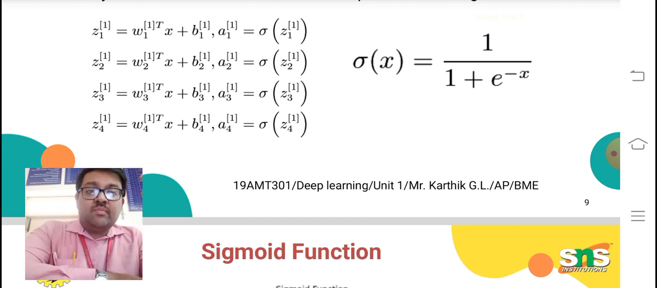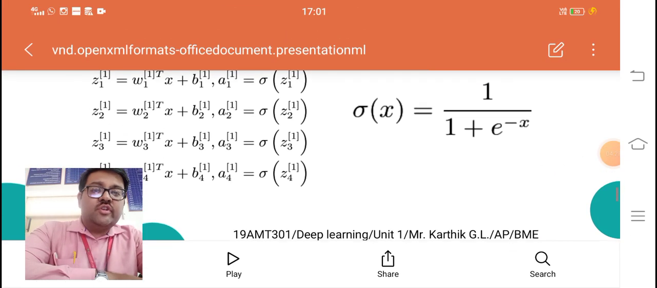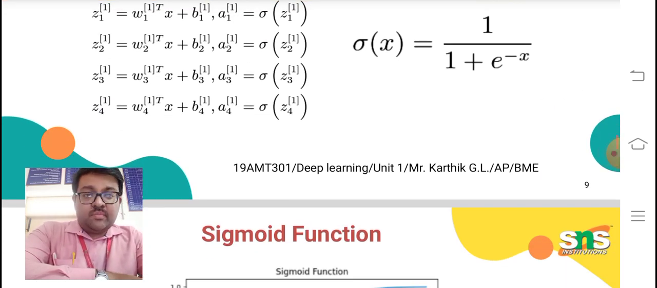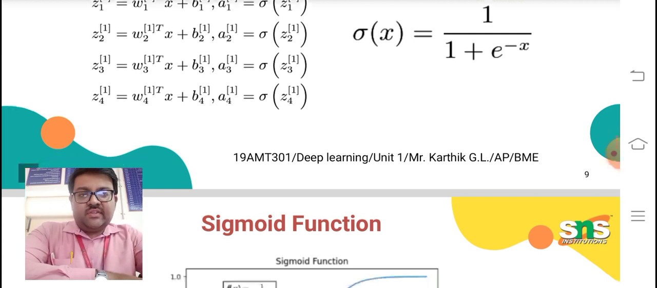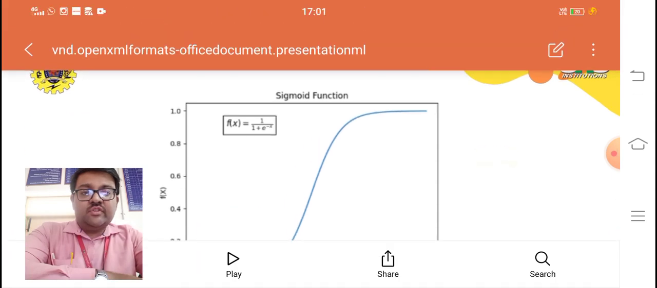That function can be a sigmoid function, for which the formula, as we have seen before, is sigma of X equal to 1 divided by 1 plus e to the power minus X. So sigma of Z means 1 divided by 1 plus e to the power minus Z. And how does the sigmoid function look? Suppose you want to plot it, you can plot it by keeping sigma of Z on the y-axis and Z on the x-axis. When you plot, you are going to get a sigmoid function like this. This is the sigmoid function.